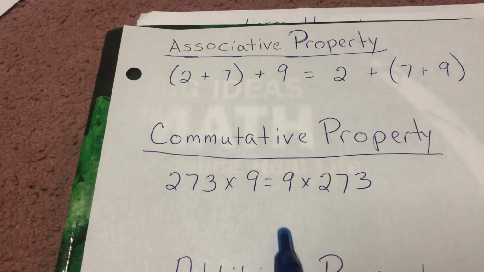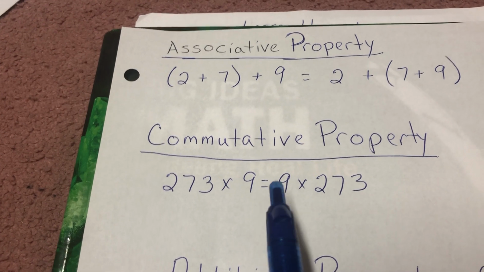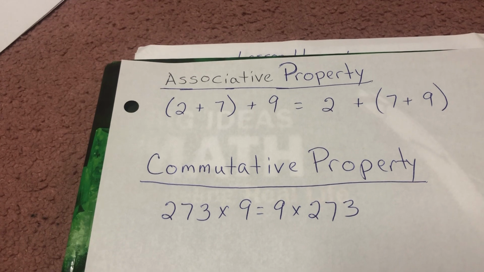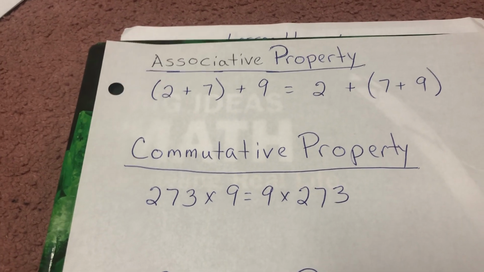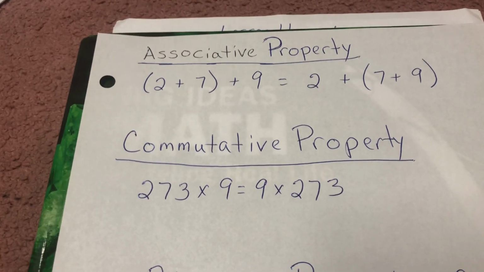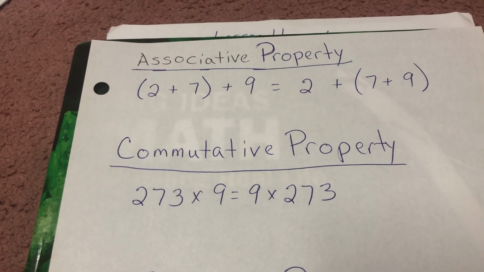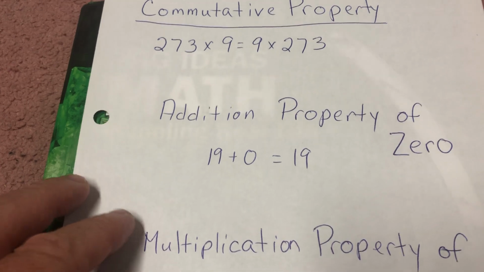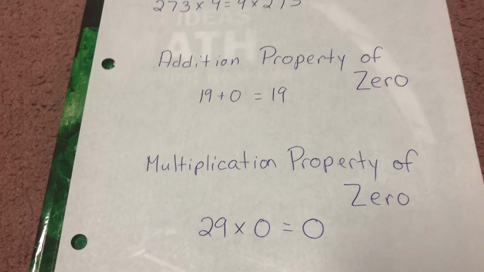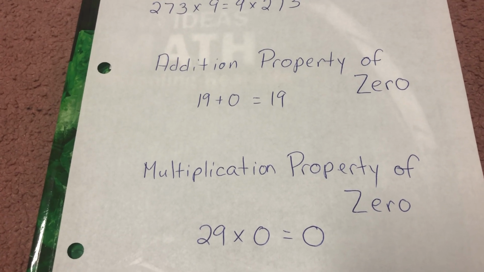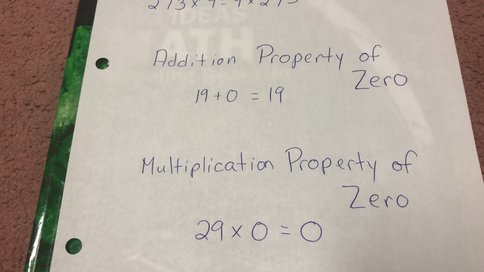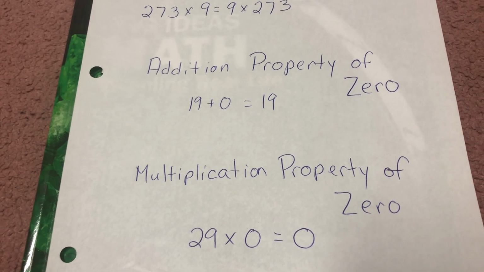So the example here is the idea that 273 times 9 equals the same thing as 9 times 273. And so once again, we have a commutative property of multiplication. We can also have a commutative property of addition. We also have the addition and multiplication properties of 0. Now these are rules that I know you know, okay? But you may not have realized that there's a name to them.